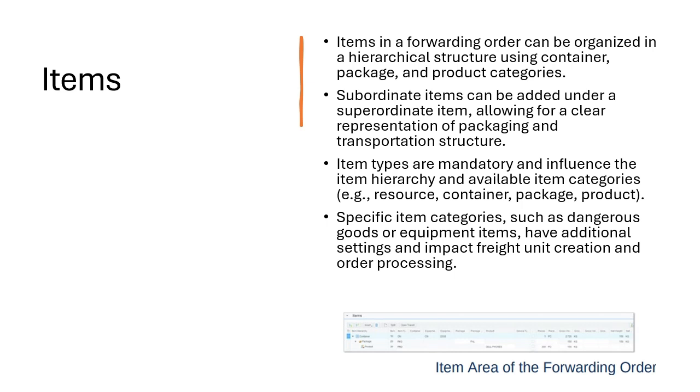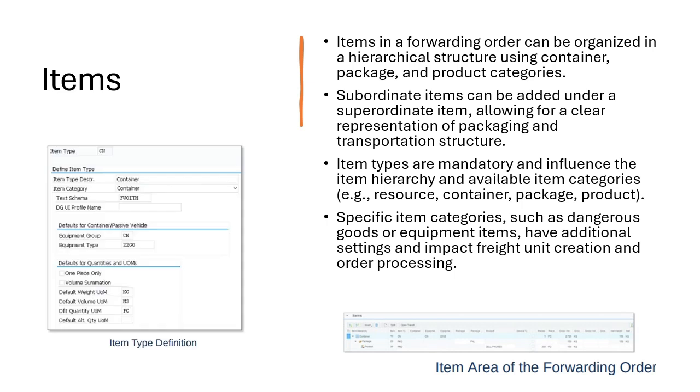And as you can see, this image actually shows item type definition in SAP TM. So this item type impacts how items are handled and classified within the forwarding orders. So categories like container, package, or product determine the hierarchy and packaging logic. So this flexibility in the item type ensures that different types of cargo, including dangerous goods, are managed appropriately during the transportation process.